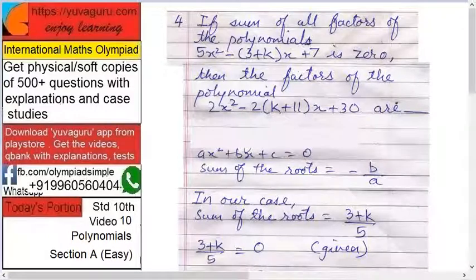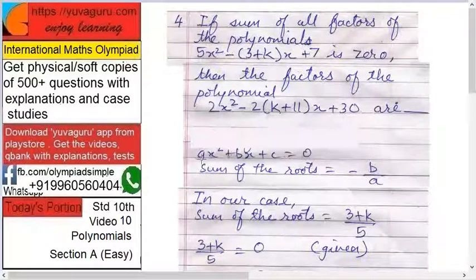Let's start. If the sum of all the factors of the polynomial 5x² − (3 + k)x + 7 is 0, then find the factors of the polynomial 2x² − 2(k + 1)x + 30. It means one polynomial is given, the sum of the factors is given, and we are required to find the other one.